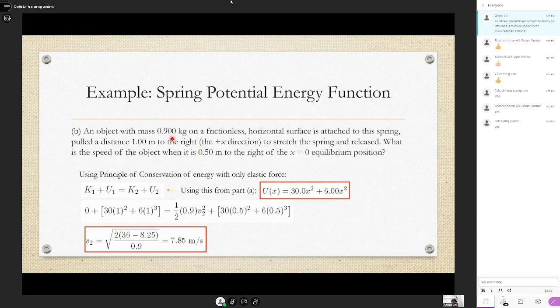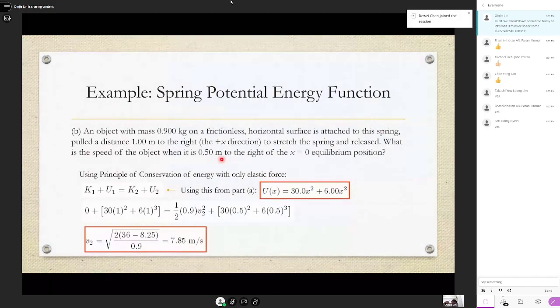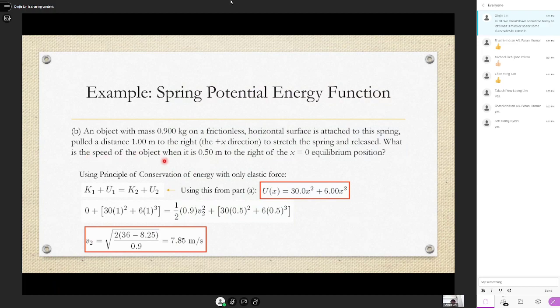So we put an object on the spring, and we stretch it to the right by 1 meter. If you release it, what will happen? Of course, it will go back, right? You stretch the spring, now you release, it will want to go back. So the question is asking, at 1 meter, now you release, it will go past this 0.5 meter mark. They're asking, at that 0.5 meter mark, what is the speed of the object? So we can use the principle of conservation of energy to do this question.